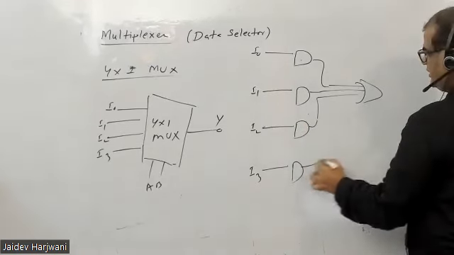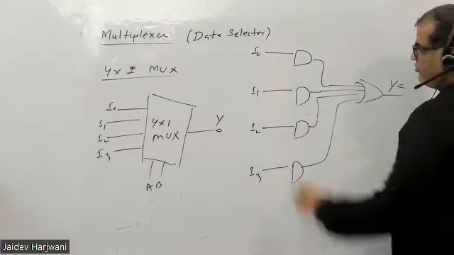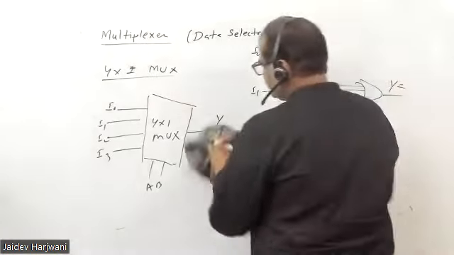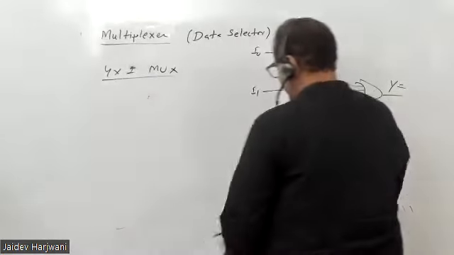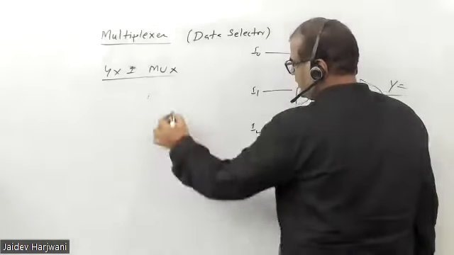Okay, 1 2 3, and this is coming here. Y will come. What do you want here? You want here A B bar. Now you have select lines. You can draw the select line here, or you can directly select line.